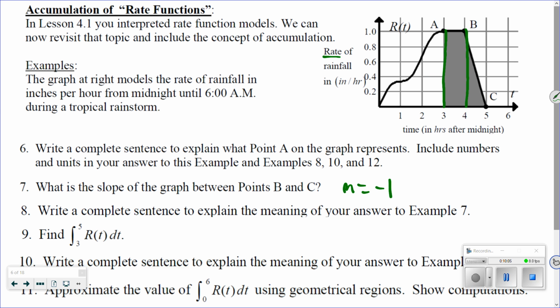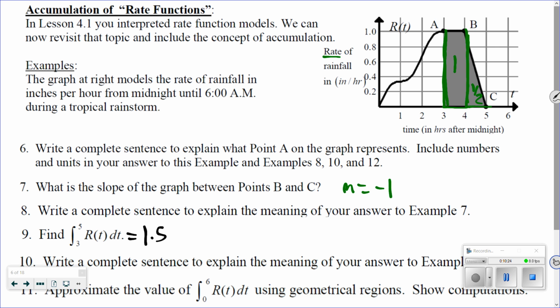So again, just be careful with the area. This is 1 by 1, so that would be 1. This is 1 by 1, but it's a triangle, so half of that would be a half. And so I should change that color. That green's terrible, isn't it? Sorry about that. If I add those together, I get 1.5.